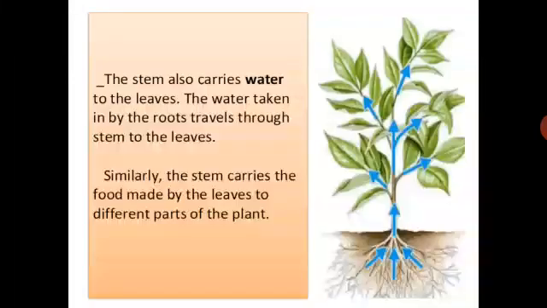The stem also carries water to the leaves. The water taken in by the roots travels through the stem to the leaves. We can observe the picture and understand the process, how that water is collected by the root and how the stem is supplying that water to the leaves. Similarly, the stem carries the food made by the leaves to different parts of the plant. The stem performs one more function: the food produced by the leaves is supplied by the stem to the other parts of the plant.